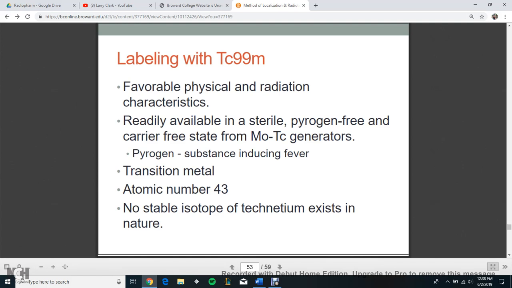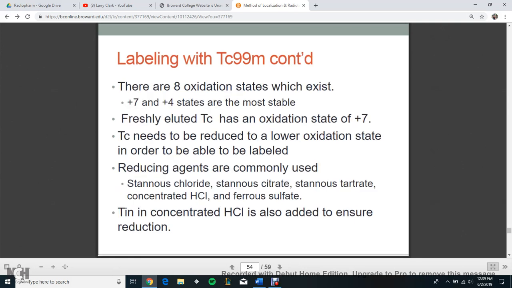Labeling with technetium-99m. Favorable physical and radiation characteristics. Readily available in sterile, pyrogen-free, and carrier-free states from the Moly-Tech generators. Pyrogen is a substance inducing fever. Technetium is a transition metal. Atomic number is 43. No stable isotope of technetium exists in nature.